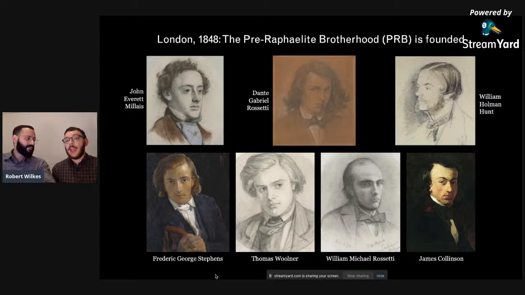And they really objected to the artistic teachings of the Royal Academy, where most of them were students, which relied upon imitating or emulating the works of painters from the Italian High Renaissance, especially Raphael.